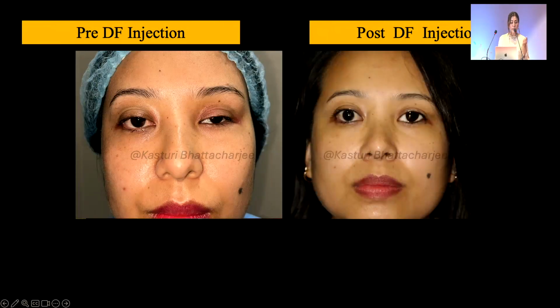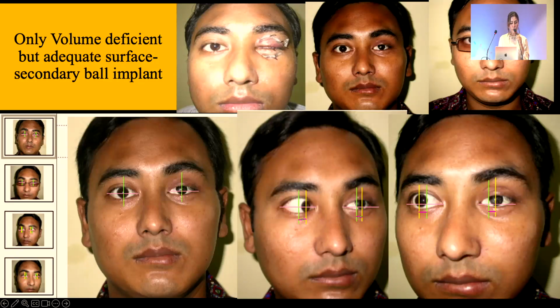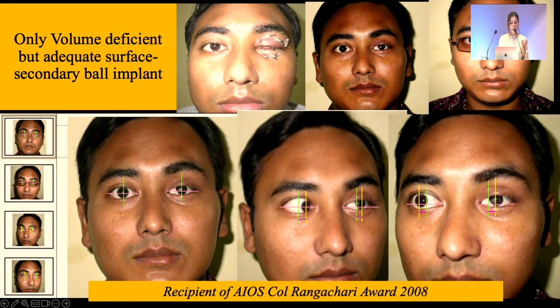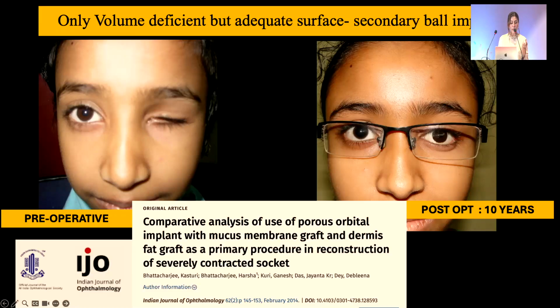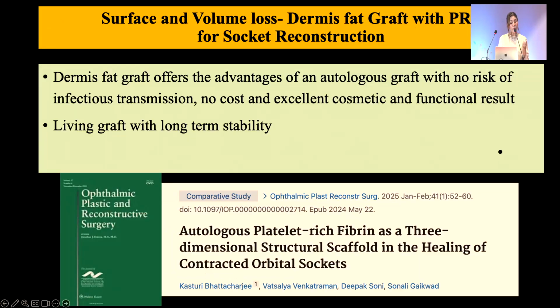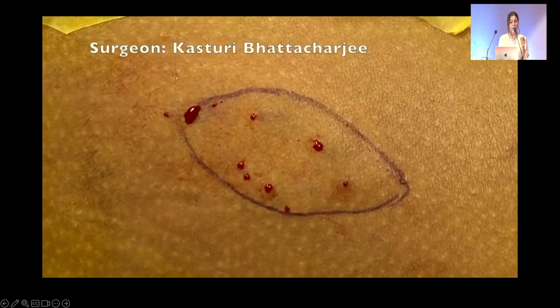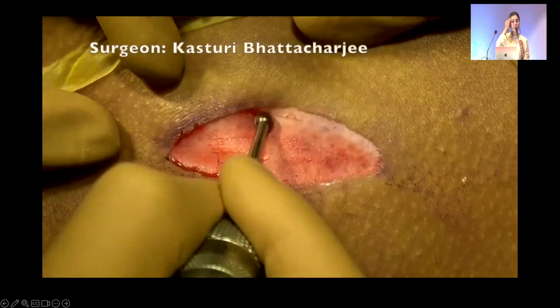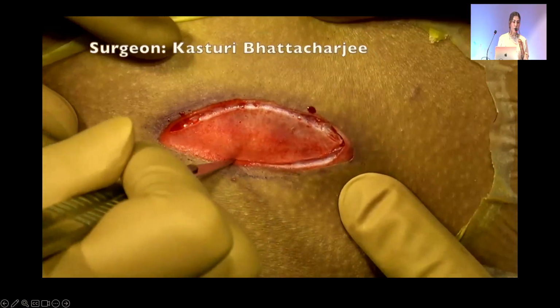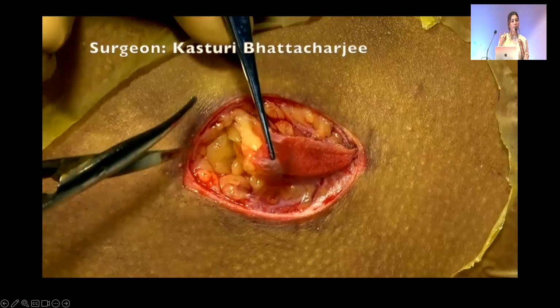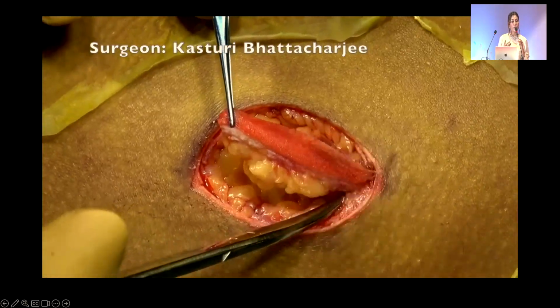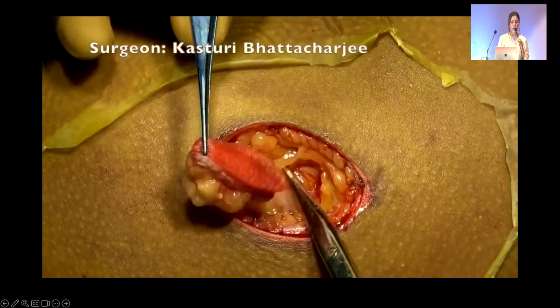And this is the same thing which can be managed. But there are situations, I'm going fast, I'll finish within a minute, where there's only volume deficiency, and this can be done either with hyaluronic acid, or you can have a secondary ball implant, which you can see really works very much and is a more permanent solution. But when there's a loss of both the surface and the volume, then you have to do a dermis fat graft. And when you do a dermis fat graft, I usually use PRF nowadays, because I feel that the healing is so fast that you can give a prosthesis as early as 3 to 6 weeks.